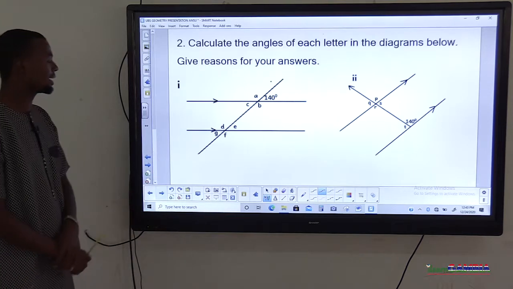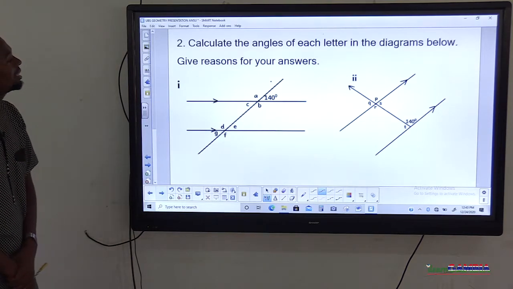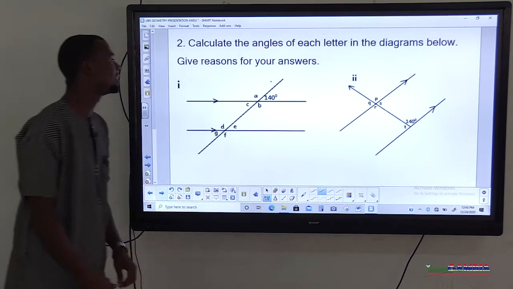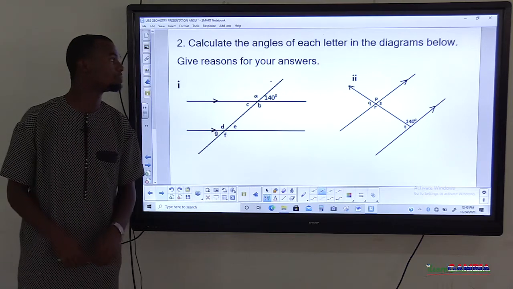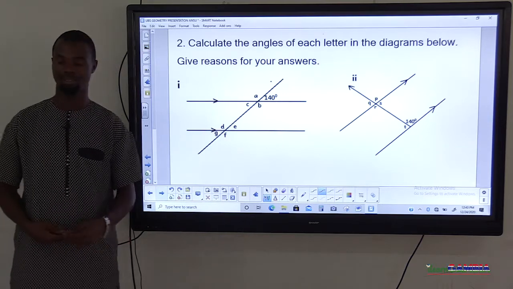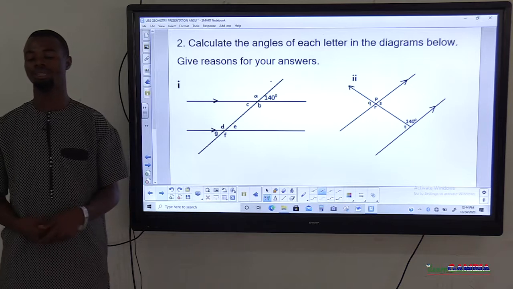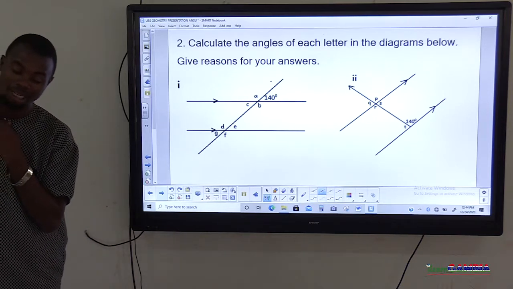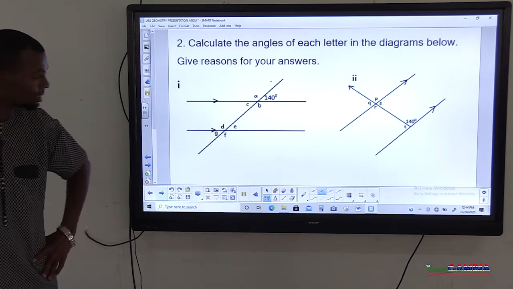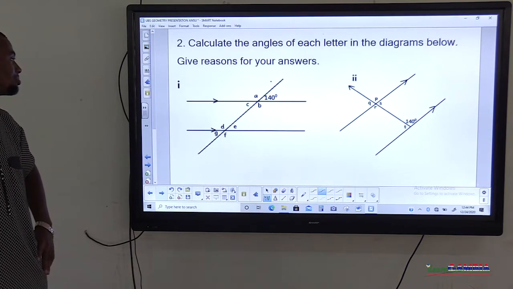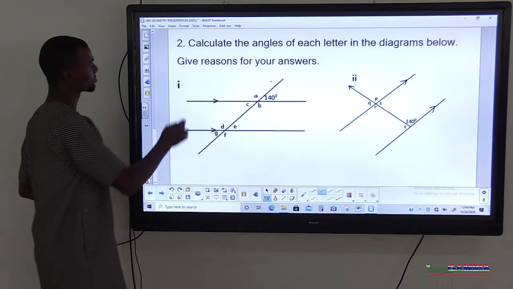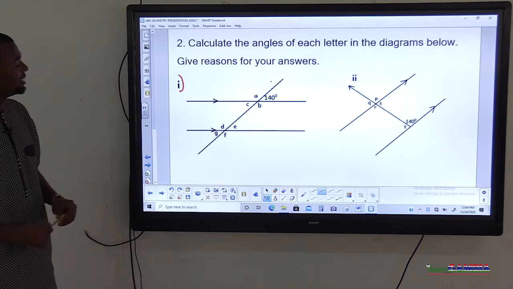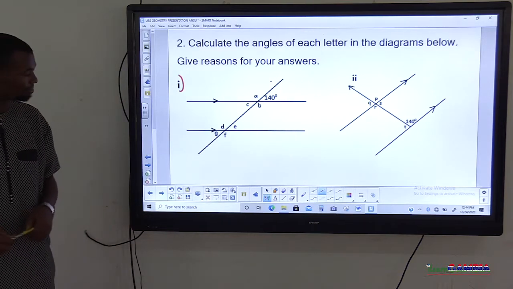We look at the next slide. Calculate the angles of each letter in the diagrams below and give reasons for your answers. So we start with the first diagram, Roman figure 1. We find angles A, B, C, D, E, F, and G.